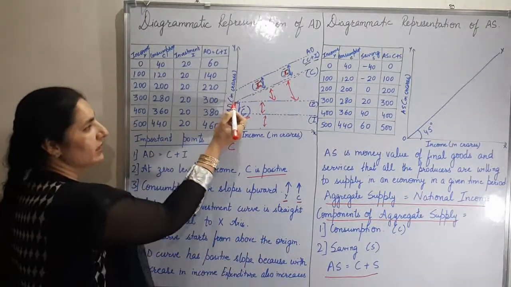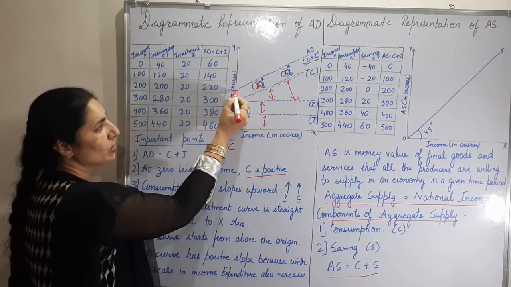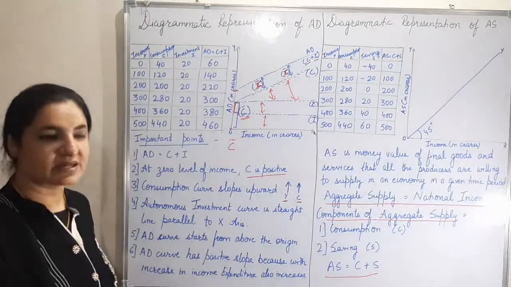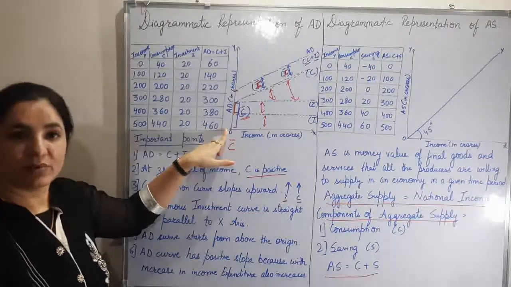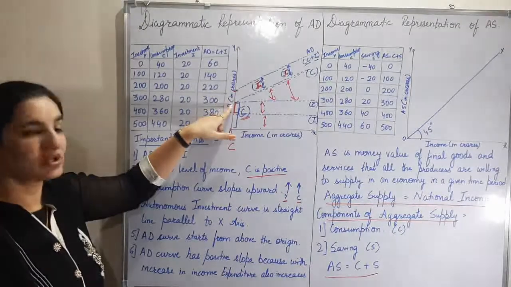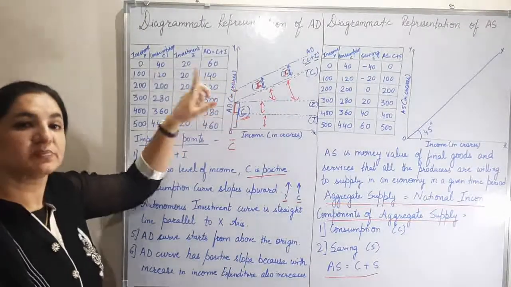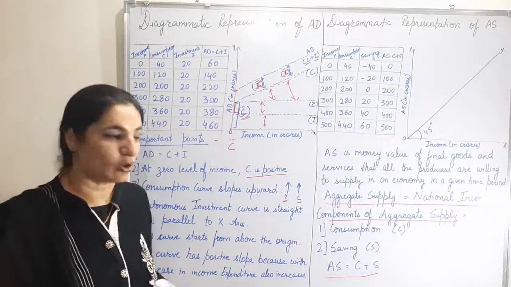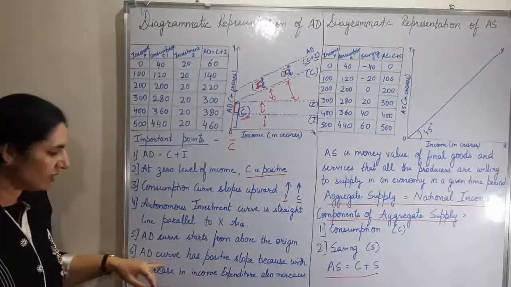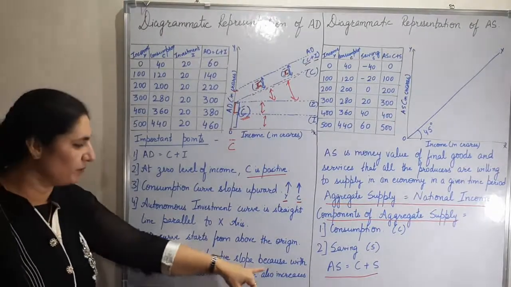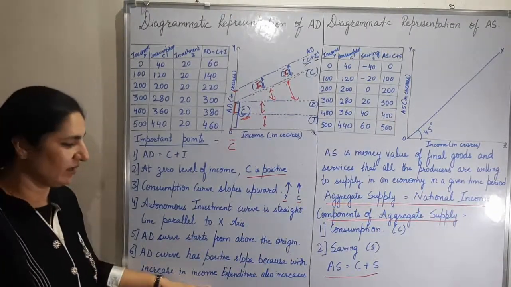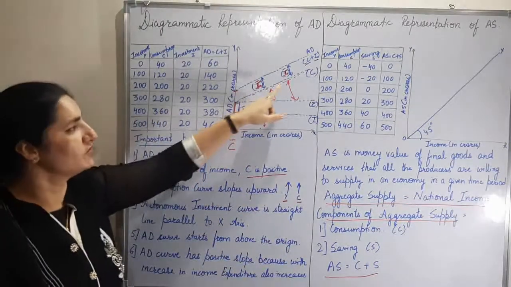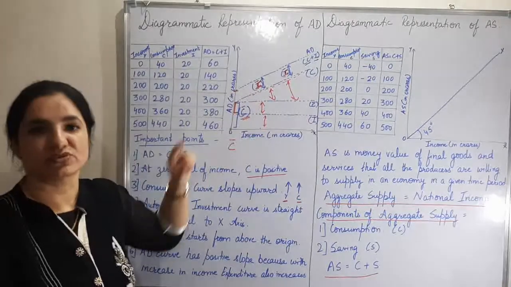You see the AD curve is starting from above the origin, not from the origin. The reason behind this is that at zero level of income, consumption is also present and investment in the economy has been made, whether the public is earning or not. The AD curve has a positive slope because with an increase in income, expenditure also increases, which is denoted by the consumption part.